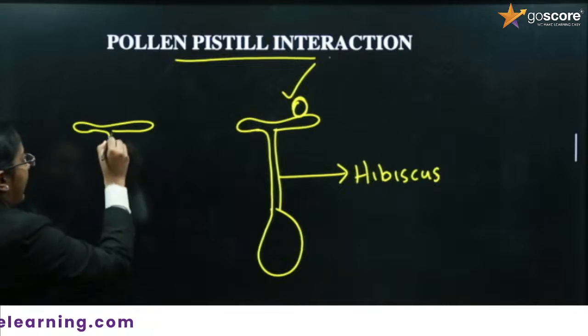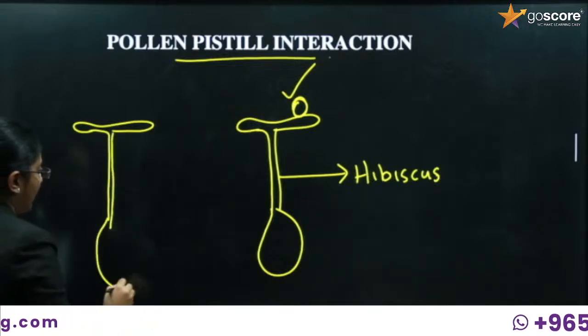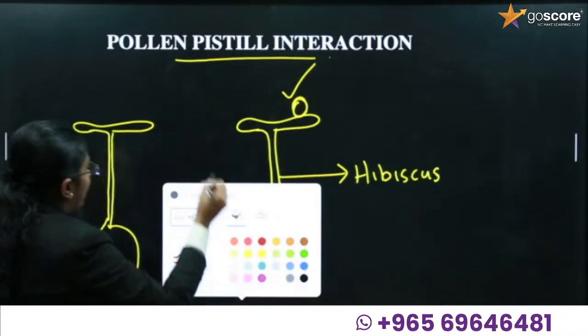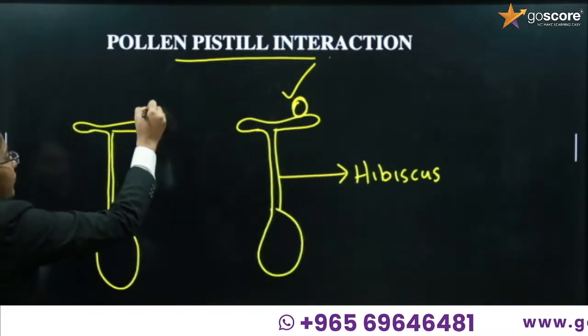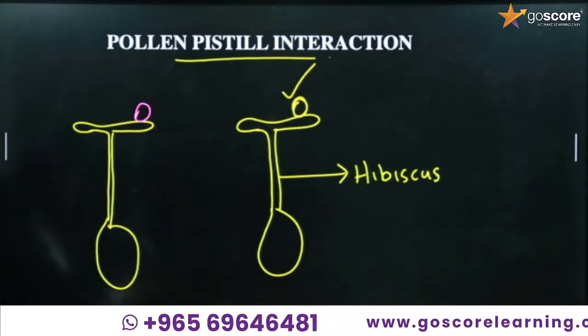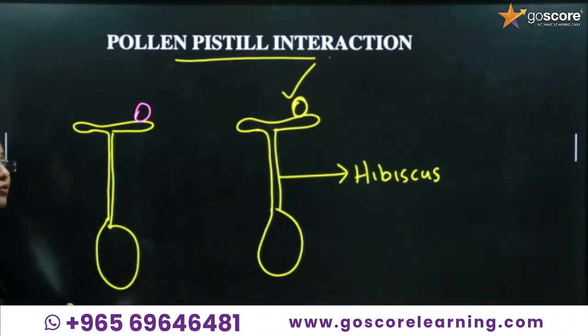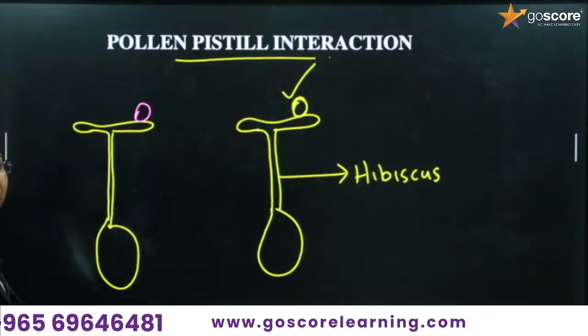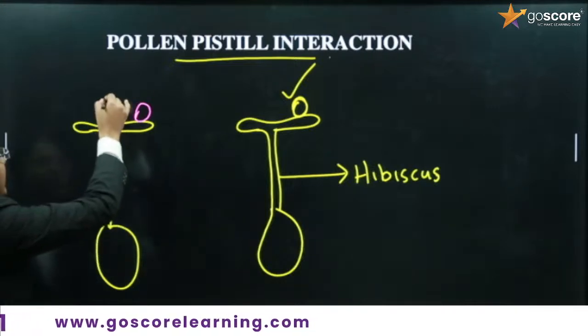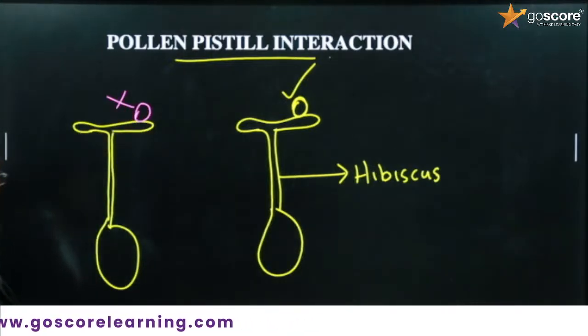Same hibiscus plant, and if the pollen grain is from jasmine, will it pollinate? Will it form any new structure? Will it form a pollen tube? Will it germinate? No, it won't be germinating.